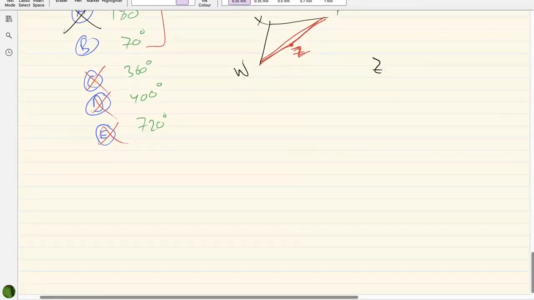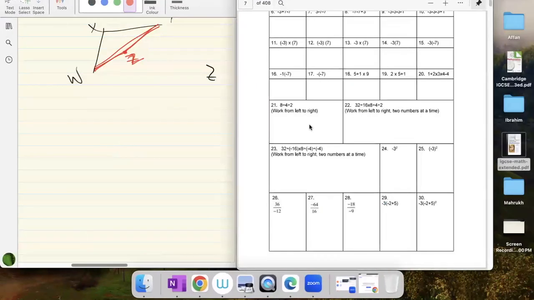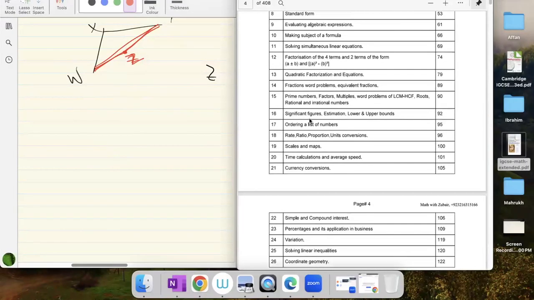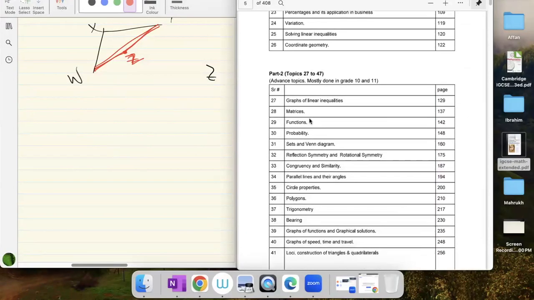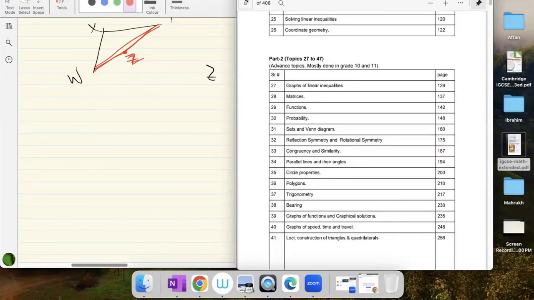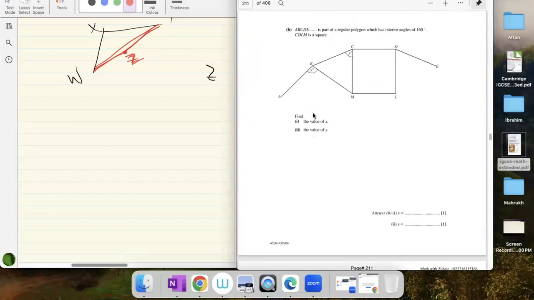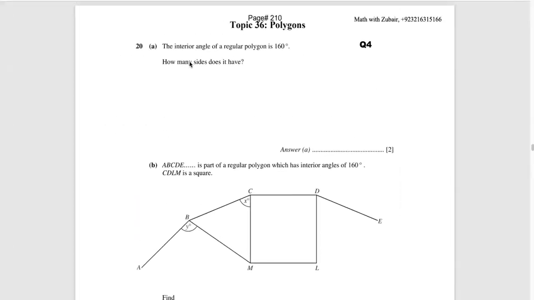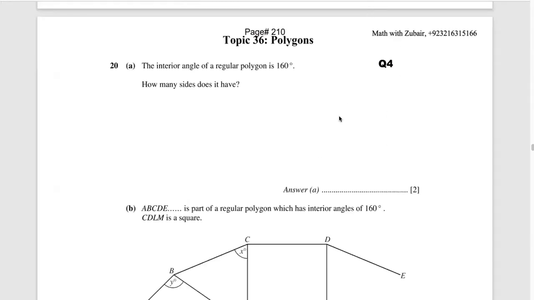Okay. Let me print that out. I have a worksheet for polygons. And we have few interesting questions. I'll quickly solve the first one to just have a pace and warm up.